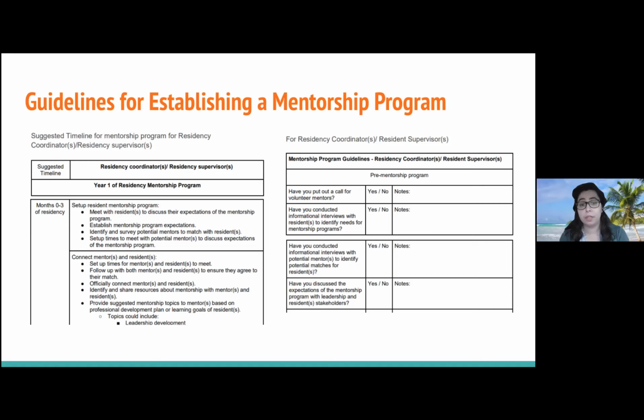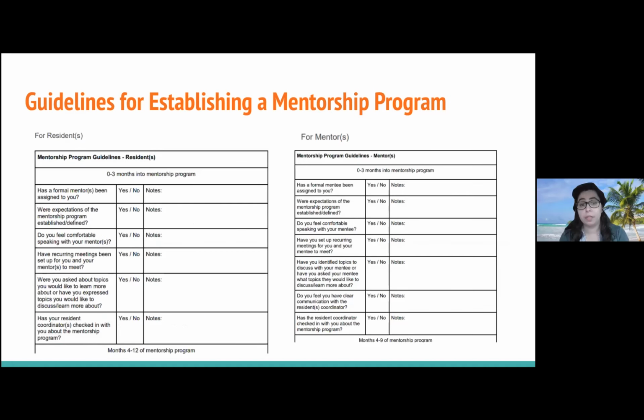So on the left side of the slide, you can see the first section of the toolkit. So it has a suggested timeline that includes a list of best practices to implement in the first year of the residency. So on the right, you can see the structure of the checklist with a yes or no section in the middle, and then a note section on the right. So this checklist specifically for residency coordinators and supervisors offers a way to practice accountability and best practices, with the note section offering the opportunity to reflect on why or why not you have answered the question the way you did and what your institution is doing to address your answer. So next slide, please.